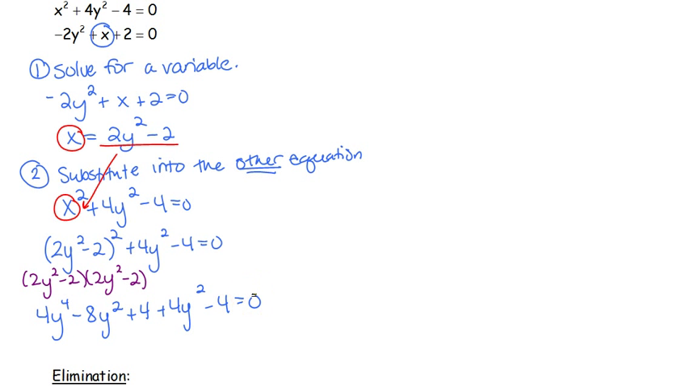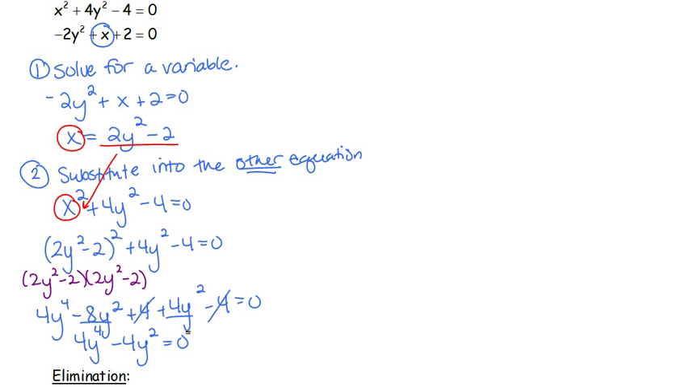And then we look here and we want to combine like terms. So we've got 4y squared. That becomes a negative 4y squared. Oops, that first piece is a 4y to the fourth. And then plus 4 minus 4 cancel, equals 0.